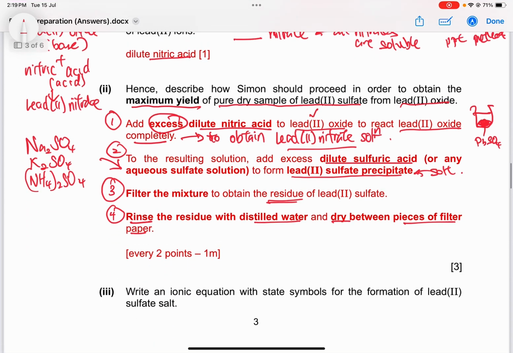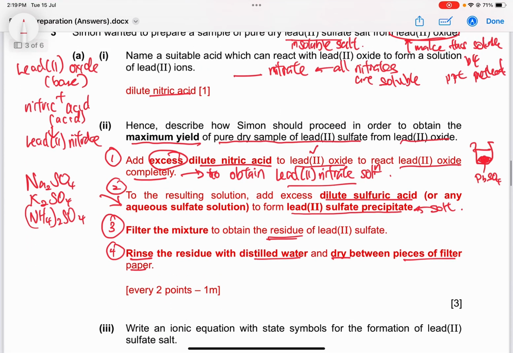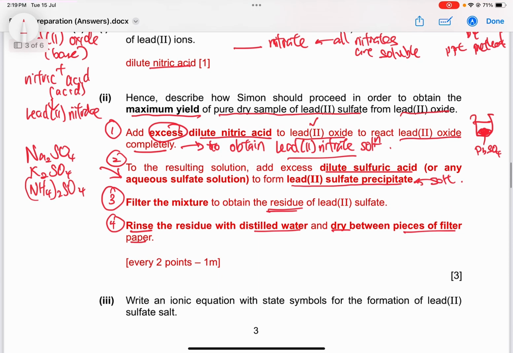So this is the marking scheme here. Every 2 points, one mark. So there's actually quite a few points over here. Just make sure you take note of them.